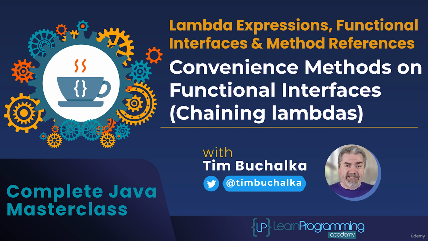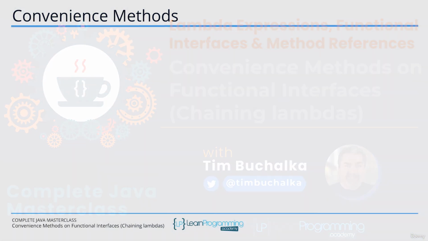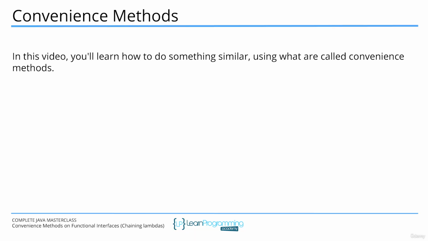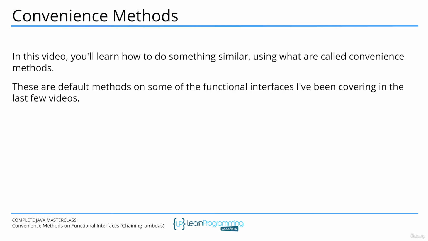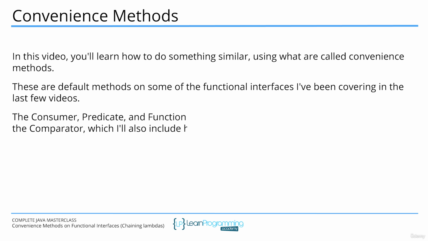Hopefully you did the last challenge, which had you create a list of lambda expressions or method references to be used by the string transform method. These were either unary operators with a type argument of string or functions with two string type arguments. In this video, you'll learn how to do something similar using what are called convenience methods. These are default methods on some of the functional interfaces I've been covering in the last few videos. The consumer, predicate, and function interfaces all come with these methods, as does the comparator, which I'll also include here.